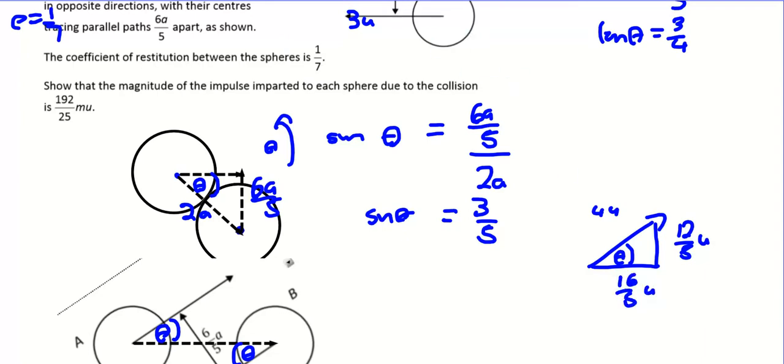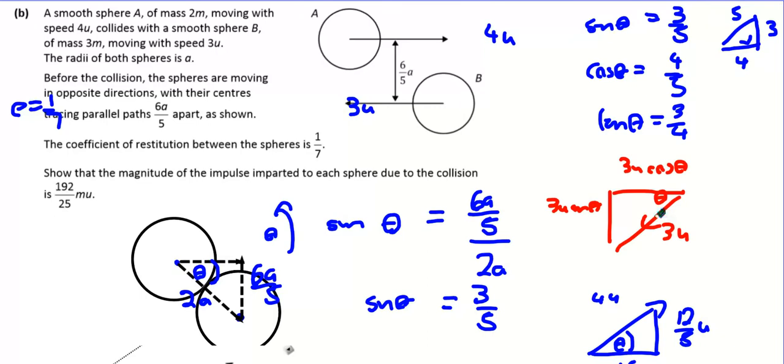And then the second sphere, which is now angling down at theta at 3u, is going to have 3u cos theta and 3u sine theta. 3u cos theta will be 12u over 5, so that'll be 12u over 5 for that one. And this one will be 3u sine theta, which is 9u over 5.